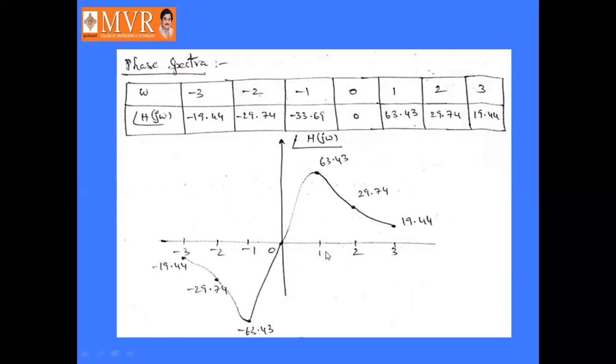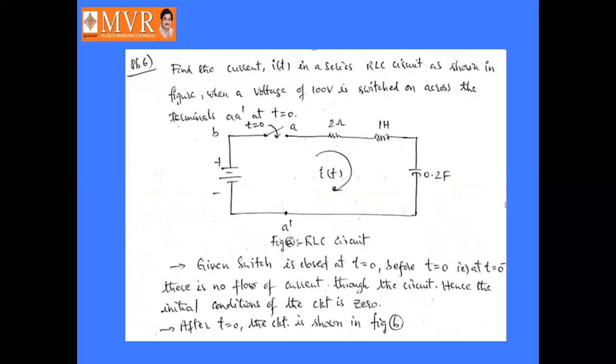In the same manner, you can draw the phase plot also, which is omega versus angle of H of j omega. So these are the angles: 19.44 degrees for minus 3, for minus 2, minus 29.74. Okay. For minus 1, it is minus 33.9. Okay. Like this, we can draw the phase plot. That is about the magnitude and phase plots of the given problem.